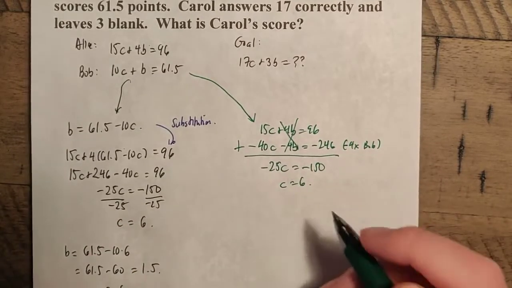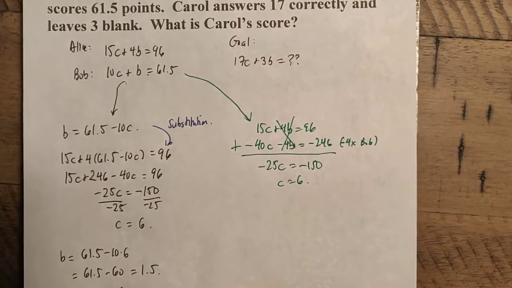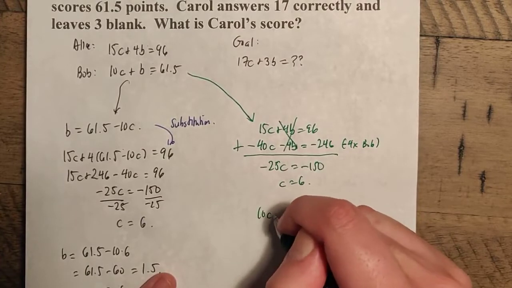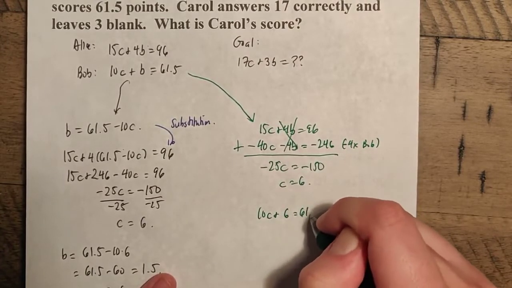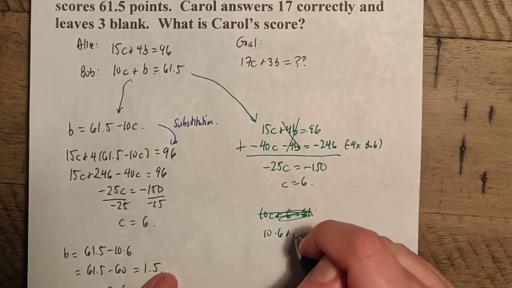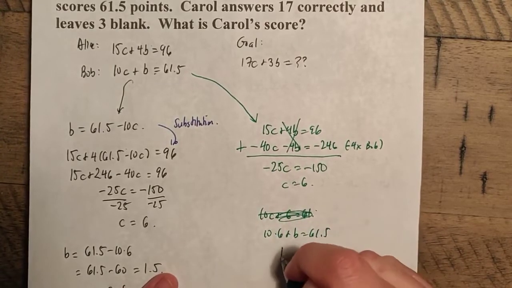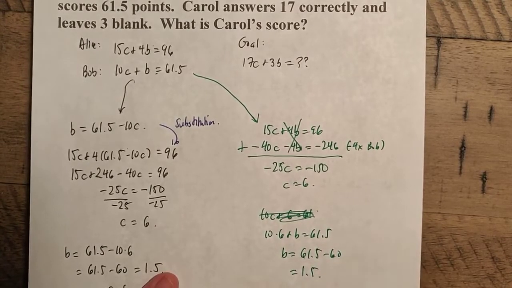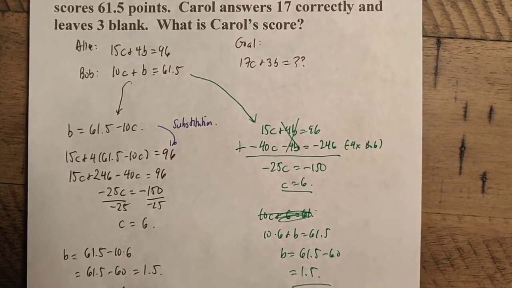And again, this transposes back down, and then we can do this here. This will actually transpose back down to here, but of course we can just substitute this in here. Again, now we have 10c plus b is equal to 61.5. Oh, I'm sorry, my fault. 10 times 6 plus b equals 61.5. So you get b is 61.5 minus 60, or 1.5 again. So no matter how you slice it, you're still going to end up with this here.